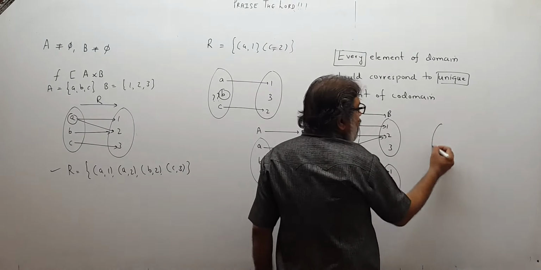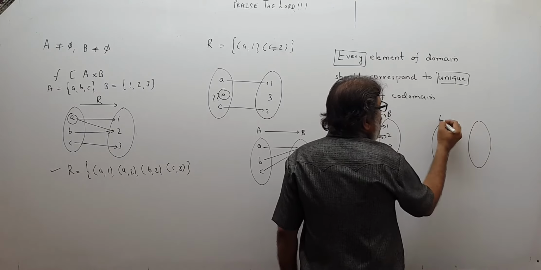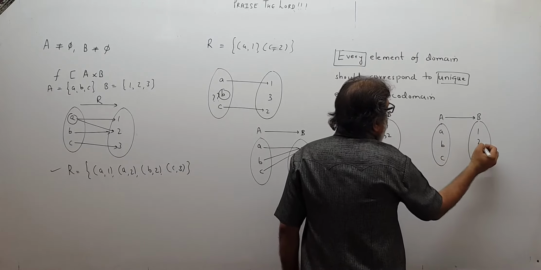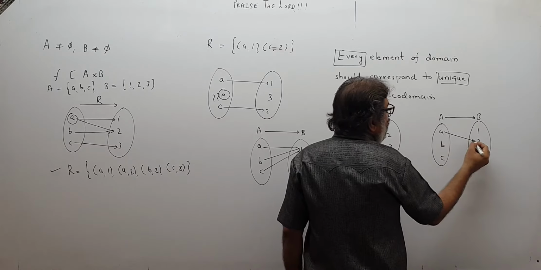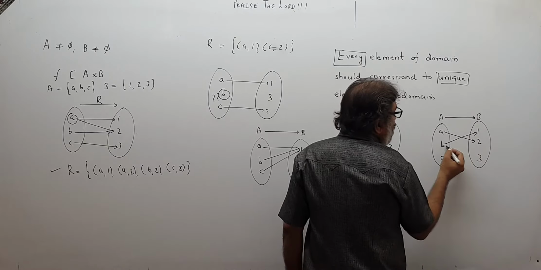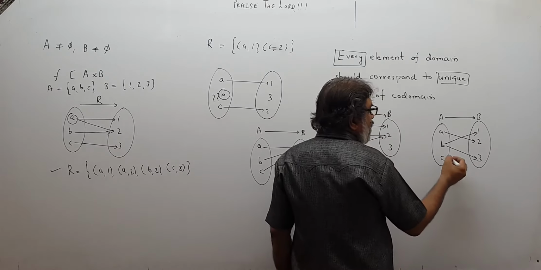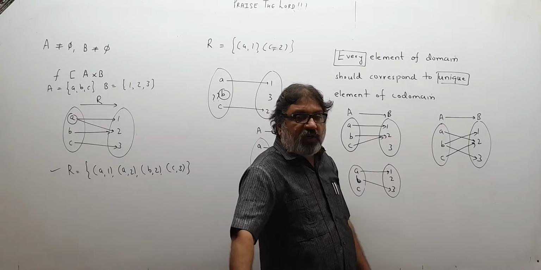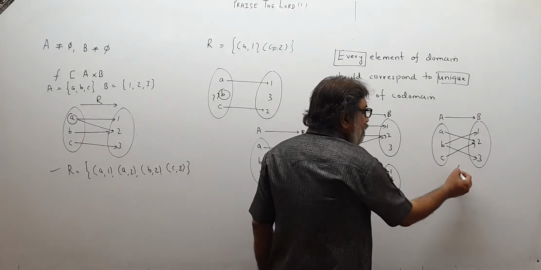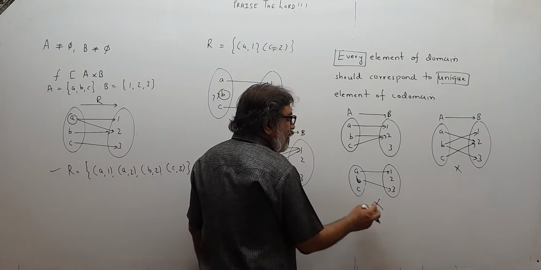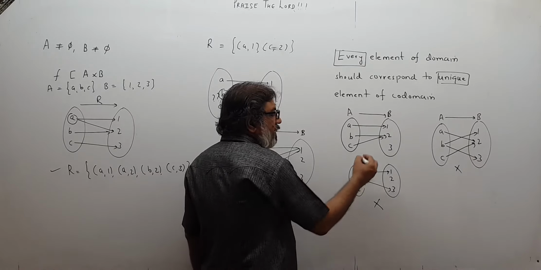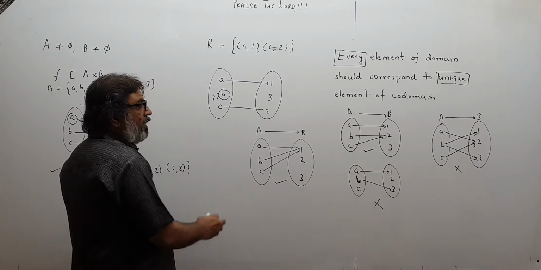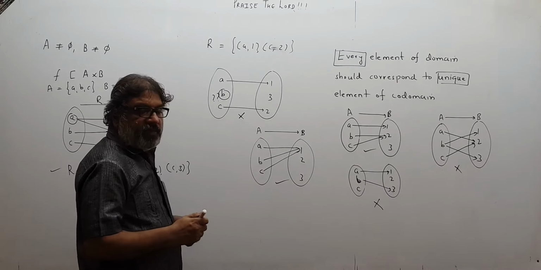Will this be a function from A to B? A, B, C, 1, 2, 3. Supposing A corresponds to 2, B corresponds to 1, B corresponds to 3, and C corresponds to 2. Will this be a function? No, because from B two arrows are coming out. So this won't be a function. This won't be a function because no arrow is coming out from C. This will be a function, no doubt. This will be a function, no doubt. This won't be a function. Like this you have to think.